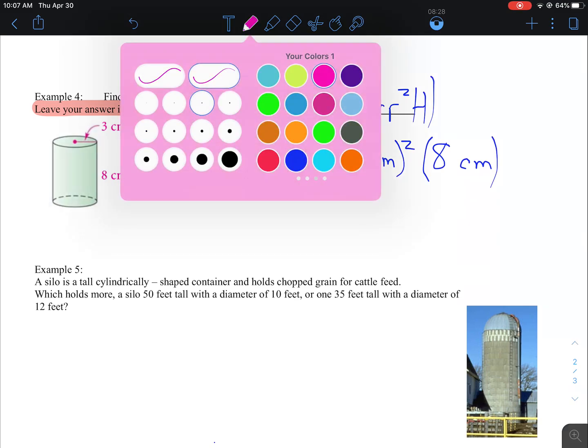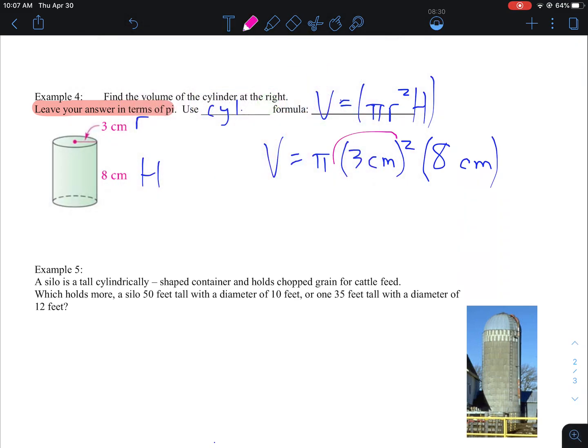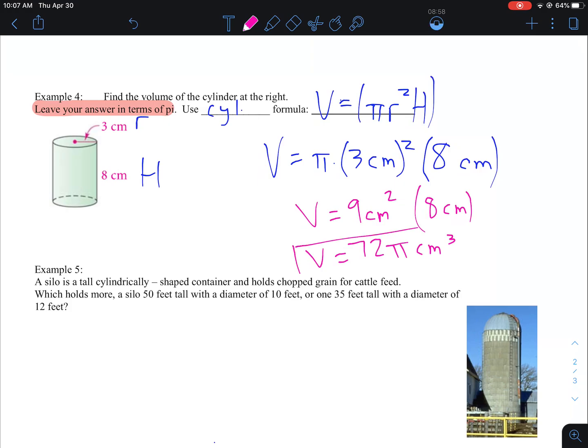All right, and because we're leaving our answer in terms of pi, we're really just going to work with the numbers. So 3 squared, that's 9. And since it's centimeters squared, we have centimeters squared, times 8 centimeters is going to give you 72 centimeters cubed. But you can't forget about pi, and that's really what they mean. In terms of pi just means do the numbers and then throw pi in here. So the volume here is 72 pi centimeters cubed.